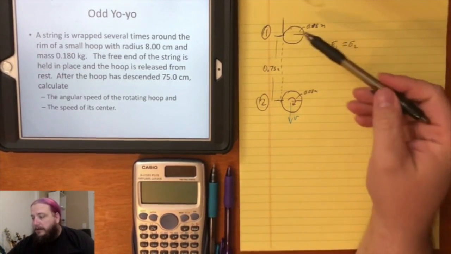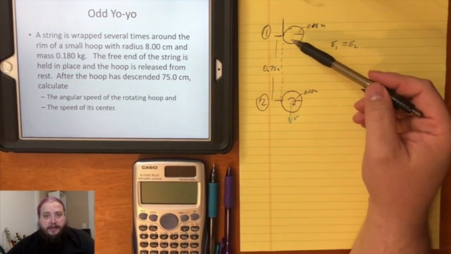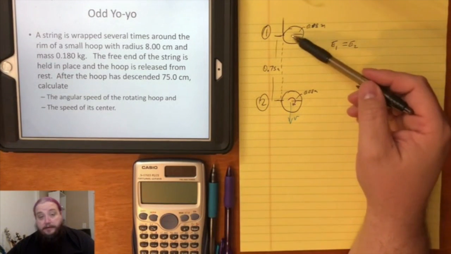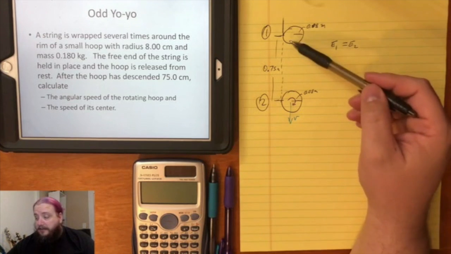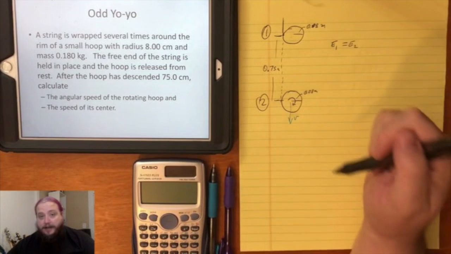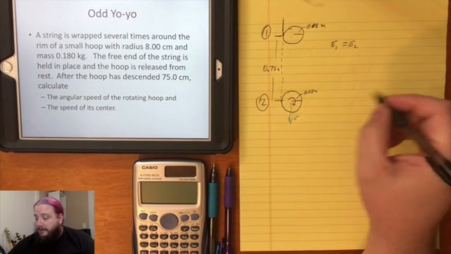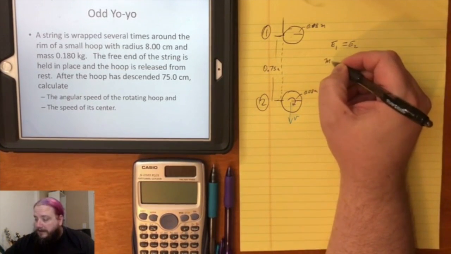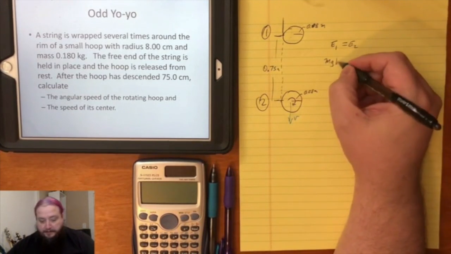And at moment 1, it doesn't have any translational kinetic energy because it's not moving. It doesn't have any rotational kinetic energy because it's not turning. But what it does have is gravitational potential energy. So we'll write that down, m times g times this height here.